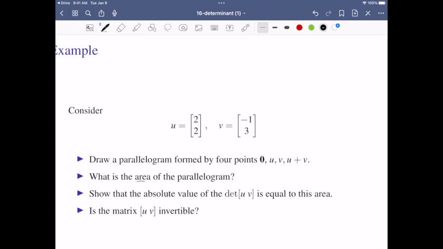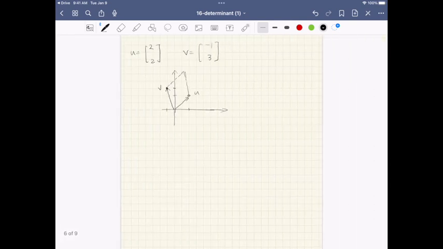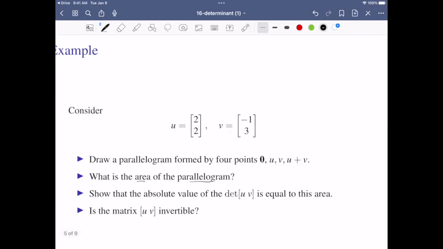Then what is the area of the parallelogram? There are many ways you can compute it. One example is, if you know how to compute the area of a rectangle, then you can look at this big rectangle and subtract the shaded triangles' areas. In this way you can find the area. I will give it to you as one of the exercises after the lecture.